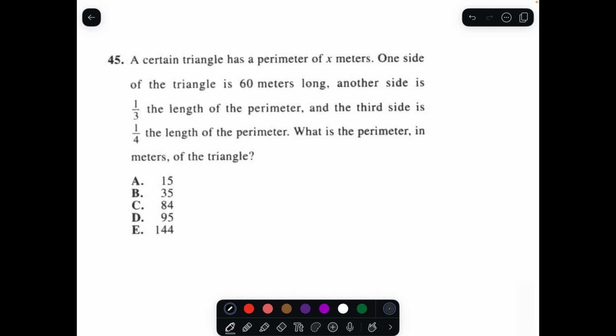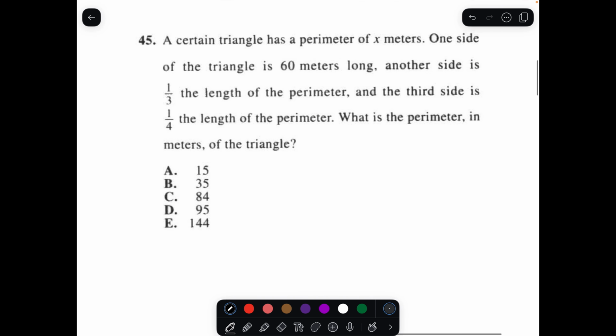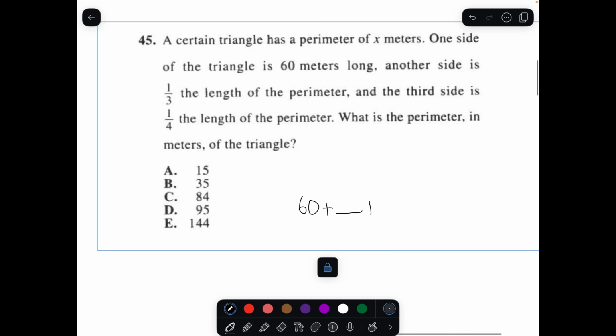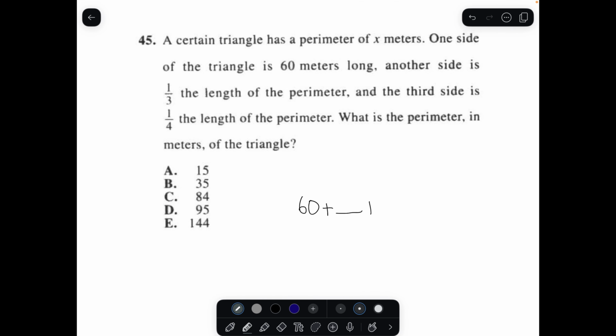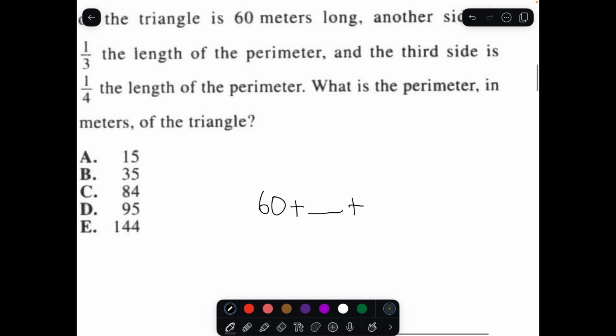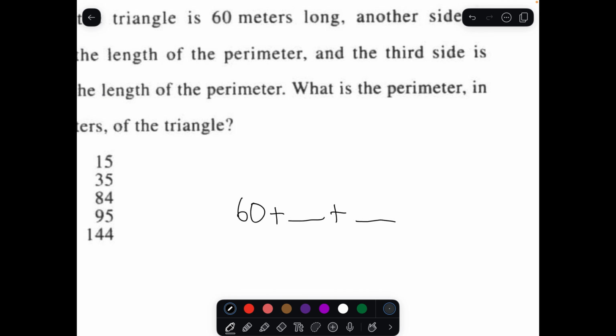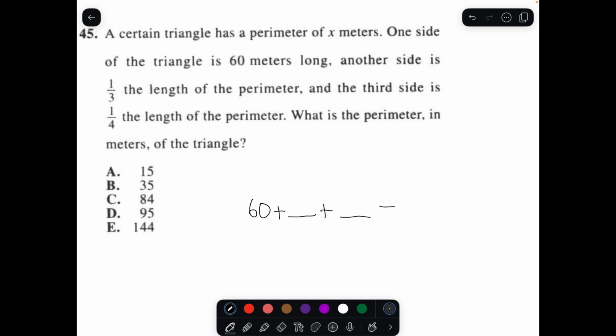So remember, the perimeter is when you add up all sides of the triangle, right? So you would add up all 3 sides of the triangle. So in this case, it's going to be 60. Let's call that our first side, plus the second side. We'll just leave a dash there right now. Plus the third side. We'll also leave a dash there right now. Equals the perimeter, which is x, right?